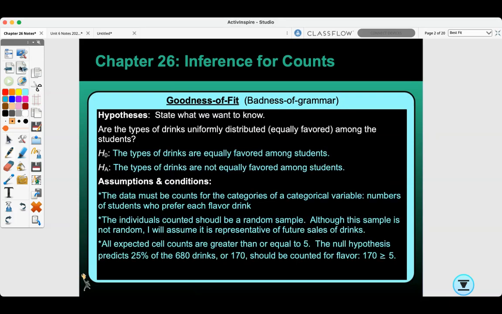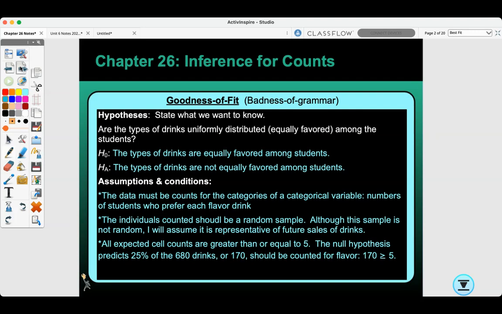So with this, we want to state what we want to know. Are the types of drinks uniformly distributed, meaning equally favored among the students? Our null hypothesis is the types of drinks are equally favored among the students. Our alternative hypothesis is the types of drinks are not equally favored among students.